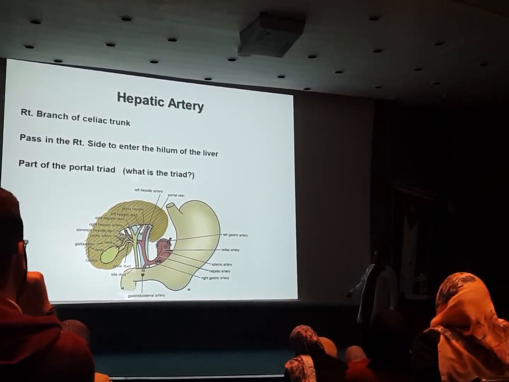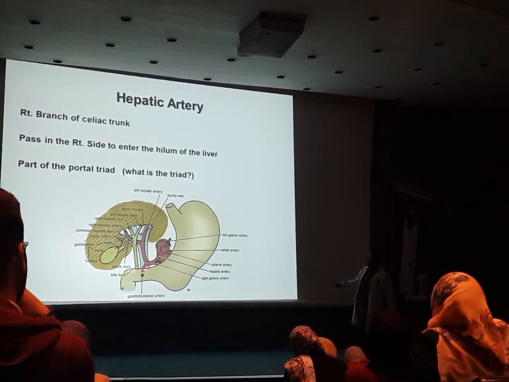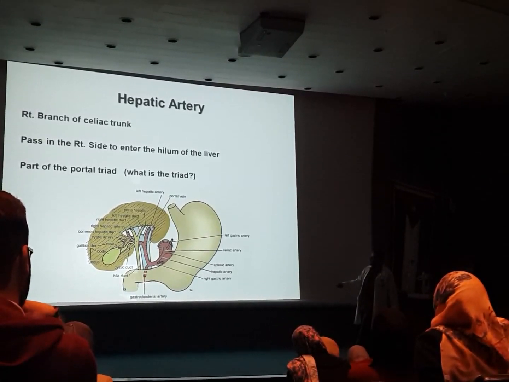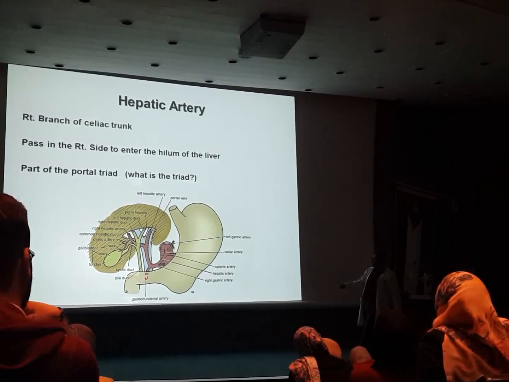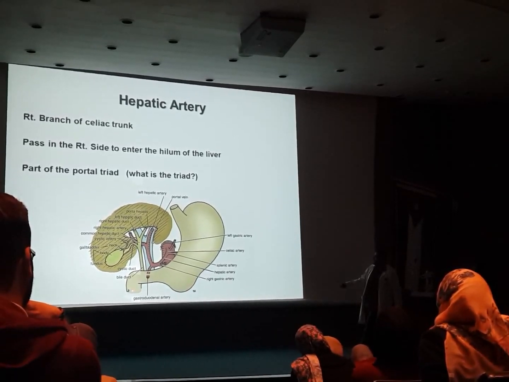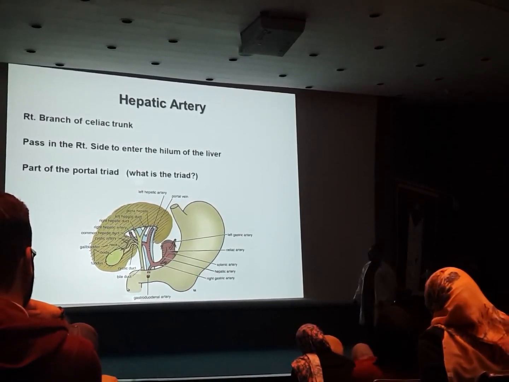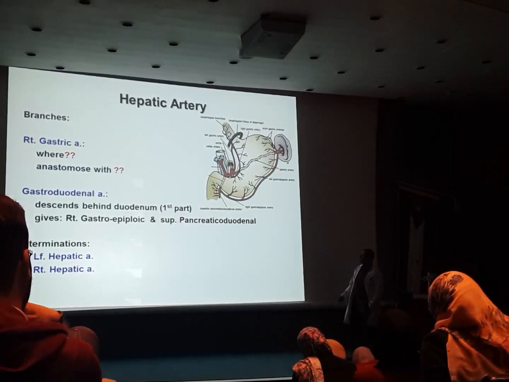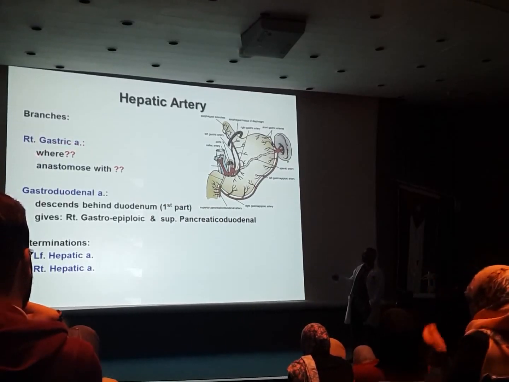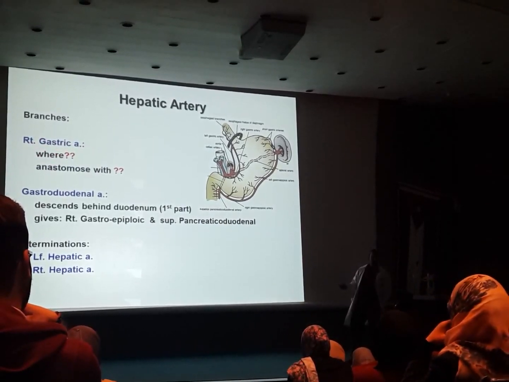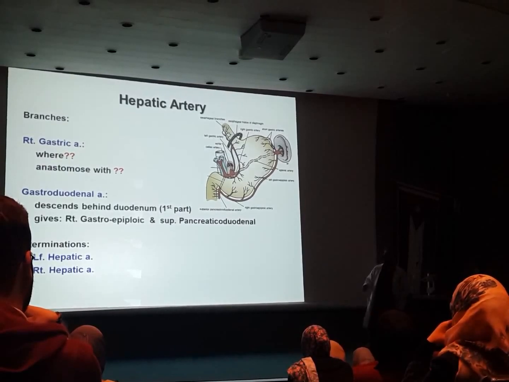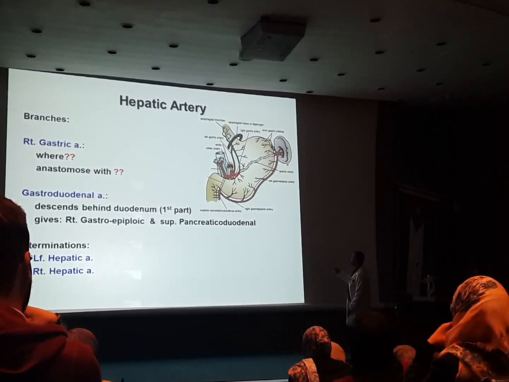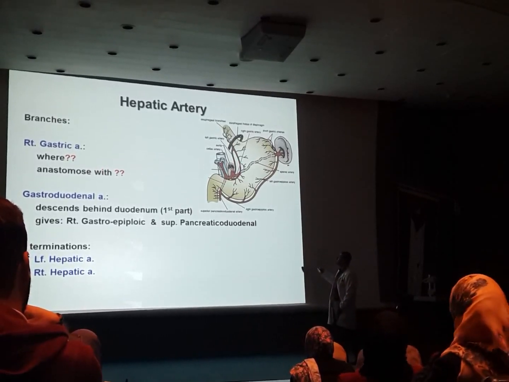loads. Then, once it's behind the first part of the duodenum, it will send an artery below, behind the first part of the duodenum. This artery will go to supply the stomach and the duodenum. So we will call it gastroduodenal artery. So it will give right gastric artery where? To the lesser curvature of the stomach. You see, on the lesser curvature, it anastomoses with the left gastric.